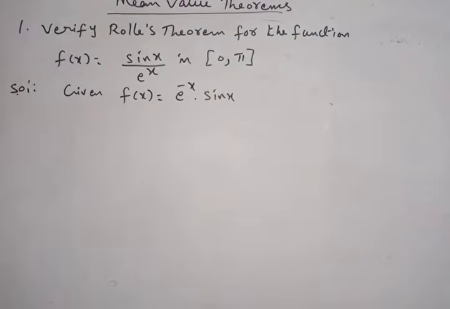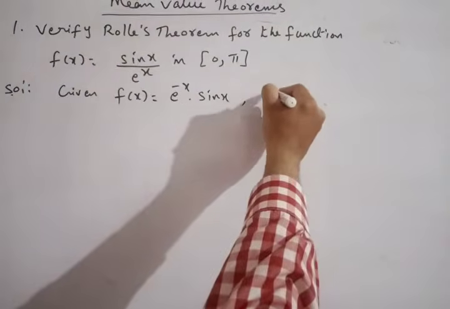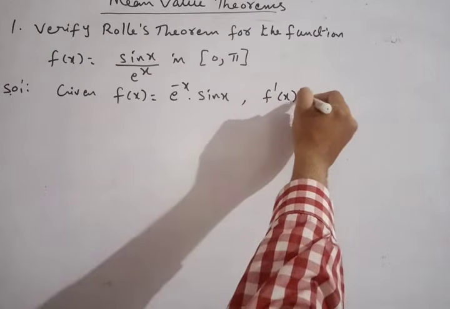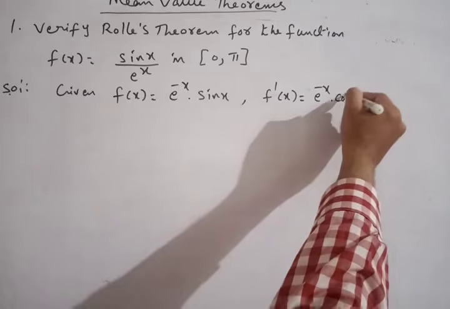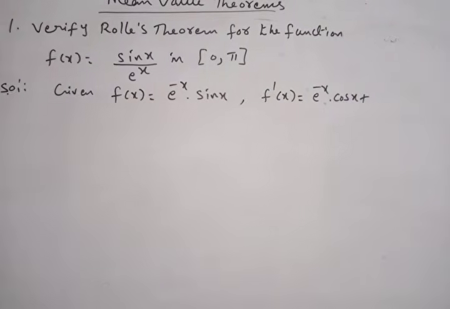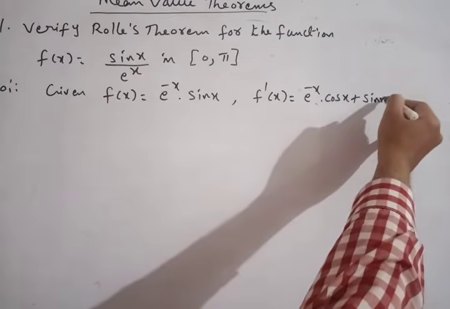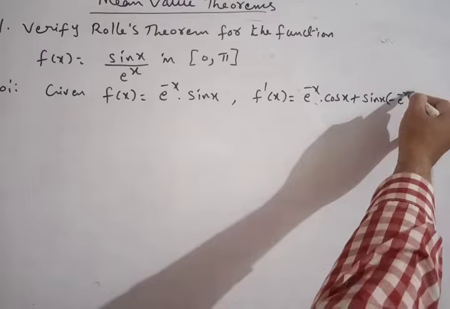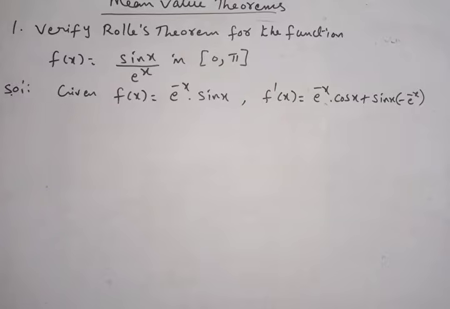Now I am calculating f dash of x. What is my f dash of x here? UV method, no: e power minus x into the differentiation of sin x, which is cos x, plus sin x into the differentiation of e power minus x, which is minus e power minus x. I calculated the f dash of x value.